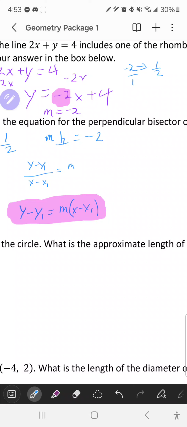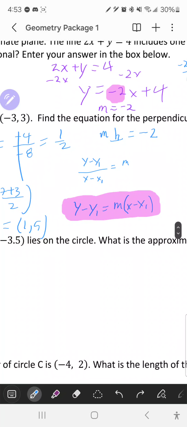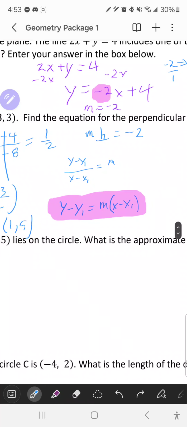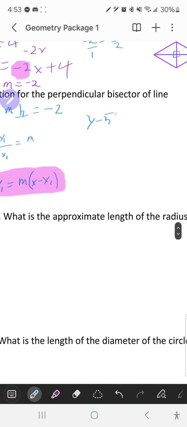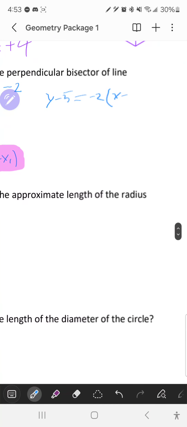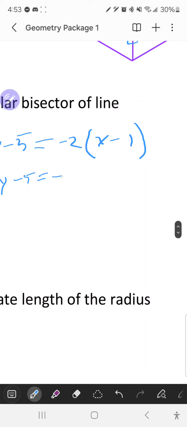What we need to do is substitute the m for the slope and the x1 and y1 for the point we have. Our slope is -2 and our point is 1 comma 5. So we have that y minus 5 equals -2 times x minus 1. Now y minus 5 equals -2 times x, which is -2x, and -2 times -1: they both are negative, so our result is positive, so plus 2.